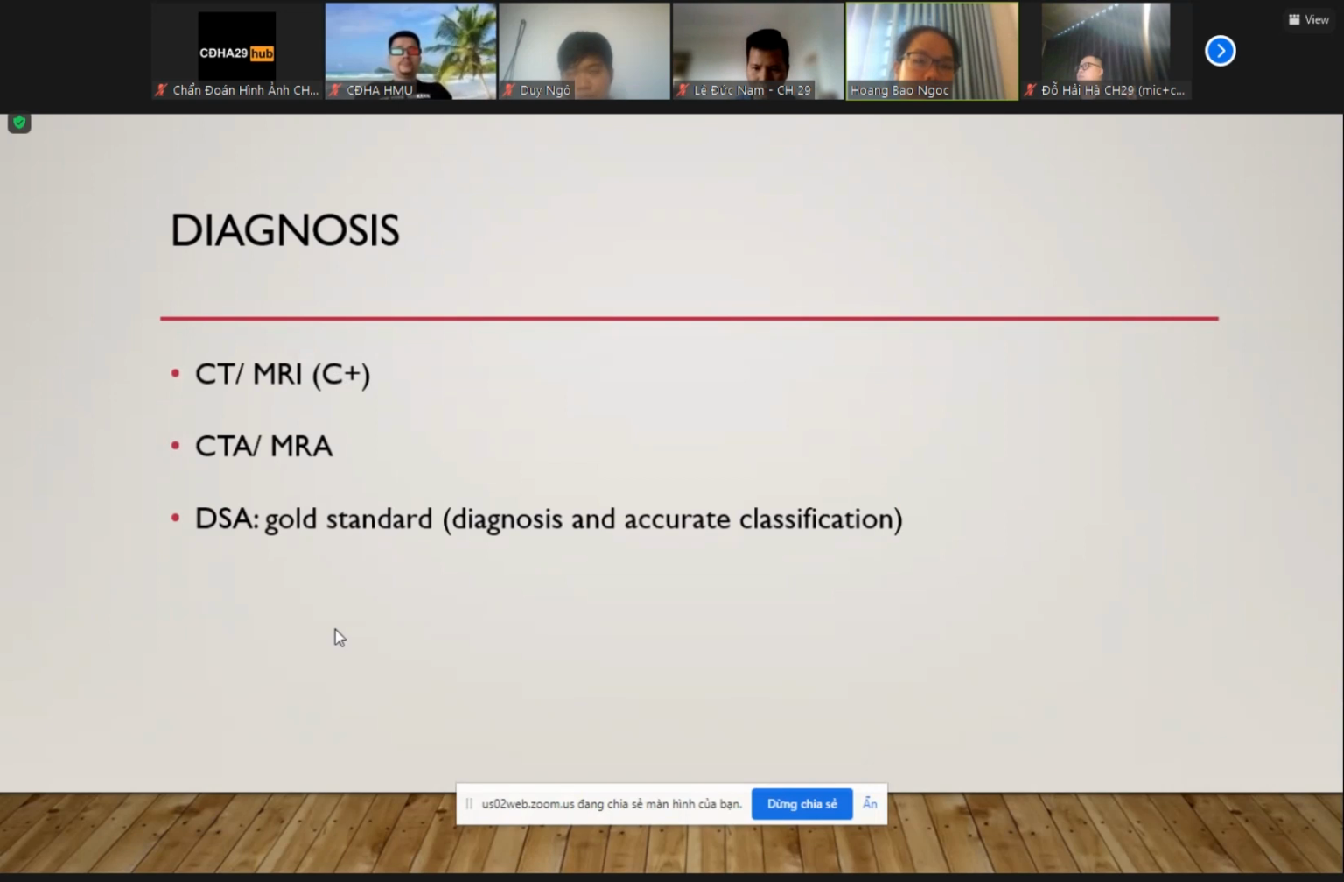And for diagnosis, the protocol is that the patient is taken for CT or MRI without and then with contrast, and then if there is suspicion for dural fistula, they will be taken for angiography, CTA and MRA first, and then DSA. DSA is considered the gold standard in both diagnosis and accurate classification of dural fistula.